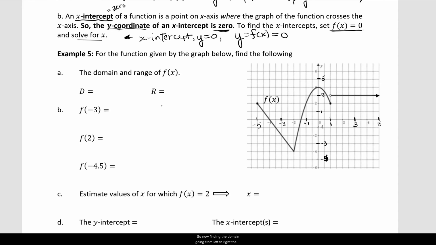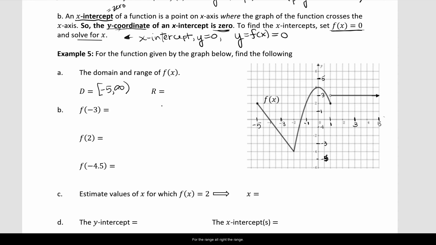So now finding the domain, going from left to right, the domain starts with a closed dot for an x value of -5. The y value, at this point, I'm not interested in it. I'm just going left to right along the x-axis, which starts at -5. We have this break that gets filled, so the domain does not stop at 1, it just keeps on going, and along the x it keeps going to infinity. We know it goes to infinity because of that arrow.